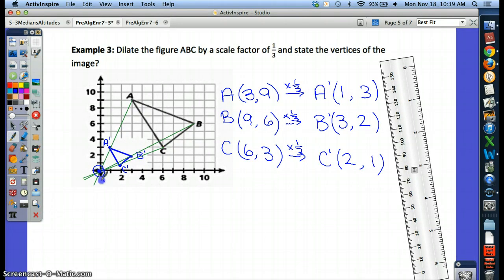The origin is your center of dilation. We'll always use the origin as our center of dilation on a grid. You can do it a different way if your origin is not the point of dilation, but we're not doing that in this lesson today.